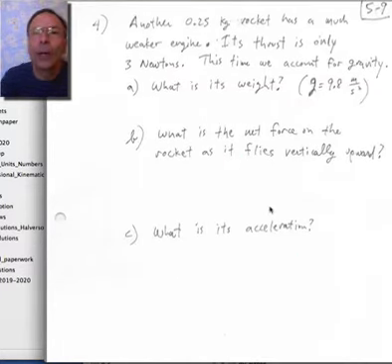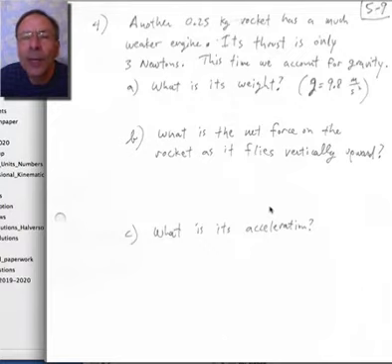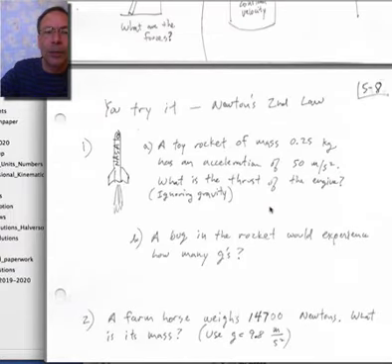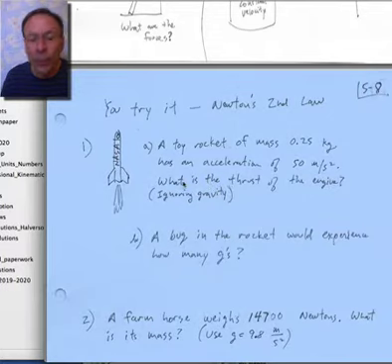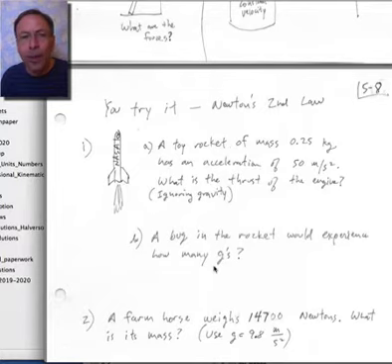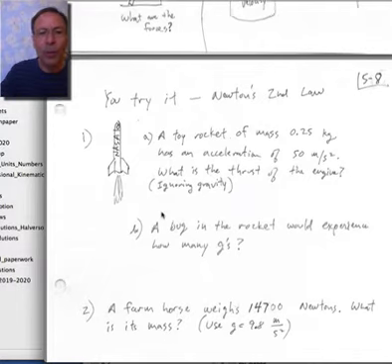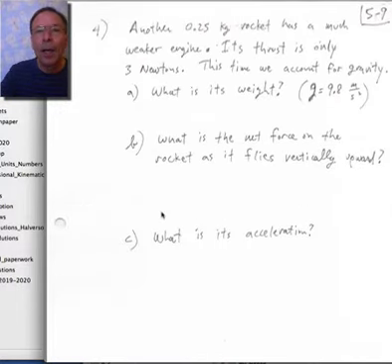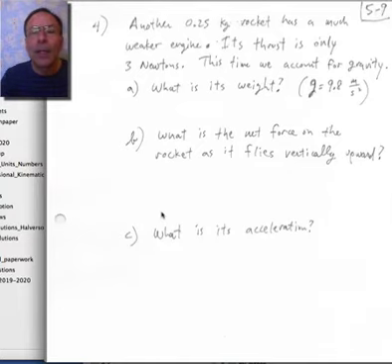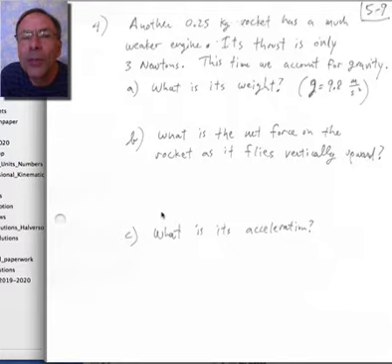Number 4. Okay, now this one's going to get a little more complicated. The first rocket one, remember it said ignore gravity. Well, right here it said ignore gravity. Okay, but now we're not going to ignore gravity for this new problem. Let's go down here. Okay, so let's see. This time, the thrust is only 3 newtons.